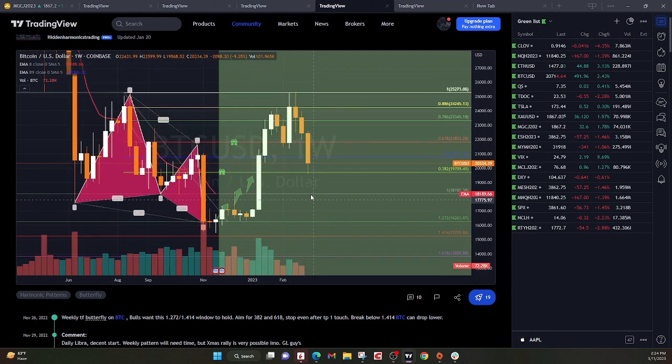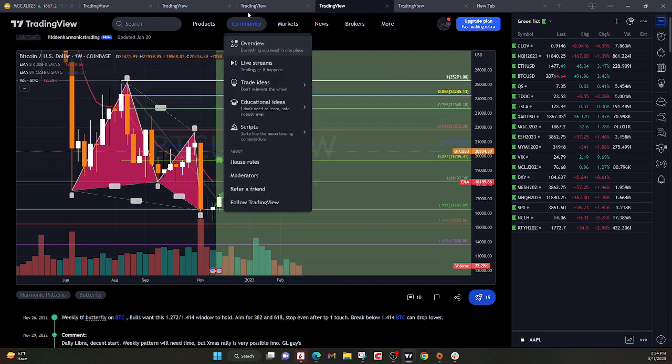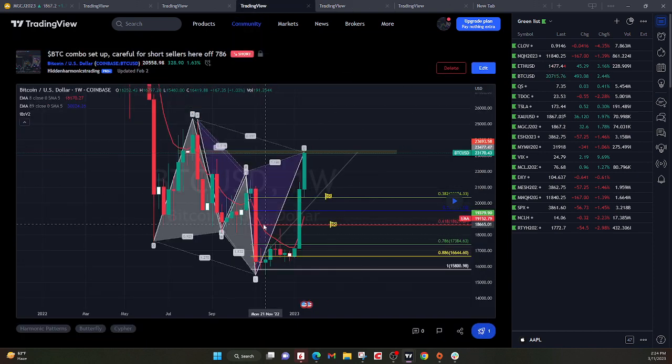It was, I think, a $10,000 move up to 9,500. But what I'm explaining here is what's the most important. Anyone can trade harmonics. Harmonics are not hard to understand or to trade. They're not hard at all.